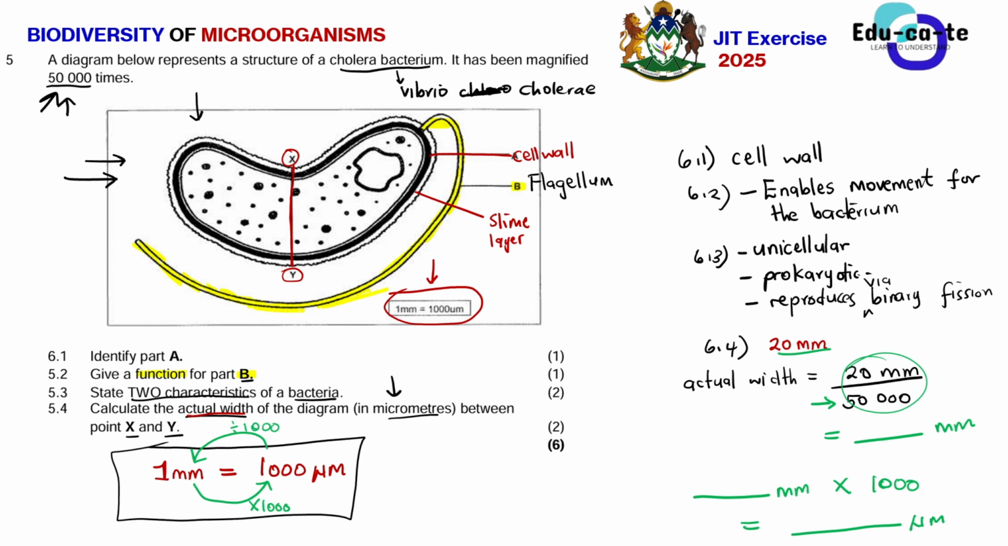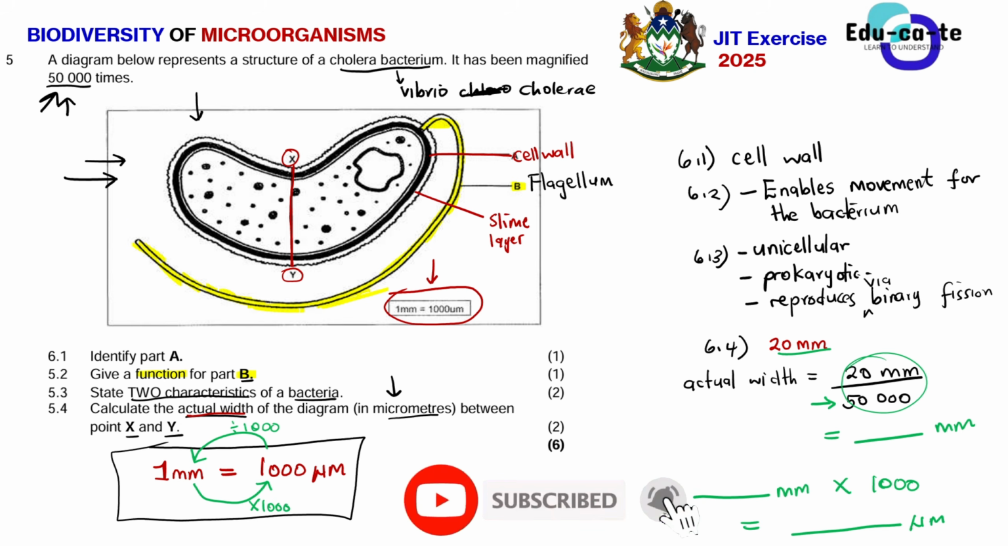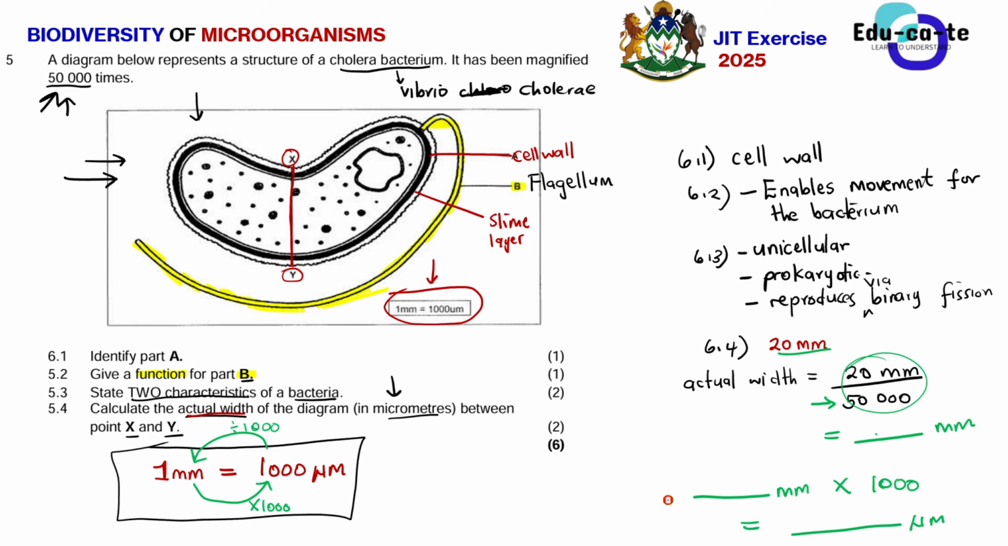So this 20 millimeters is not the actual thing. It's not exactly as it is. It has been zoomed in 50,000 times. Then you take that width in millimeters, multiply it by 1000, and convert it to micrometers. Then that will be a wrap up for this exercise.